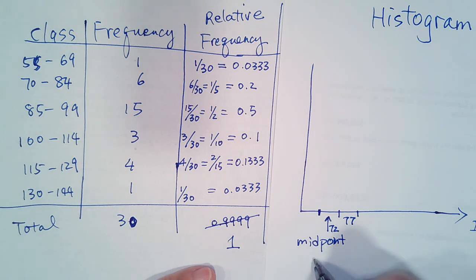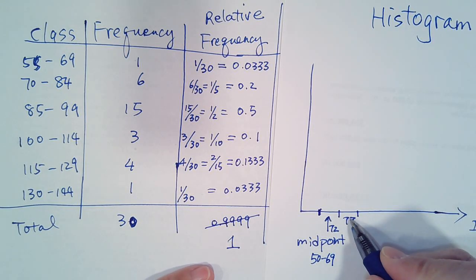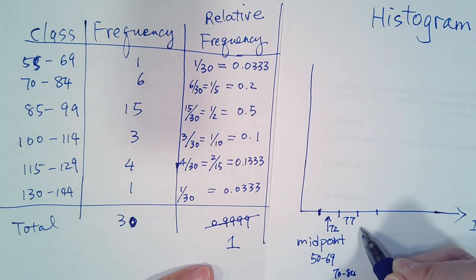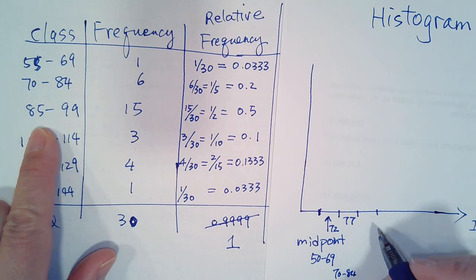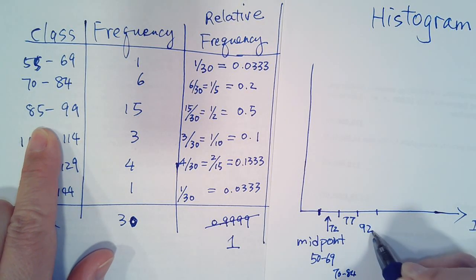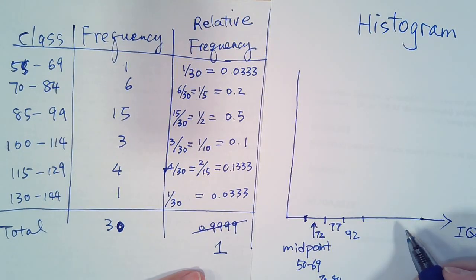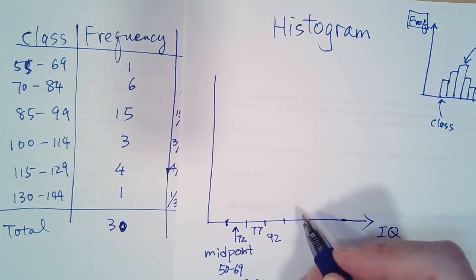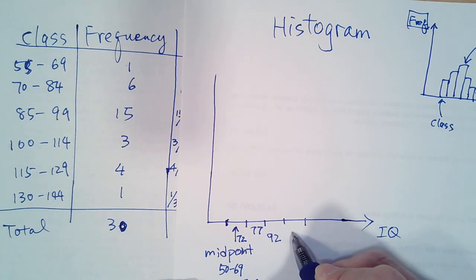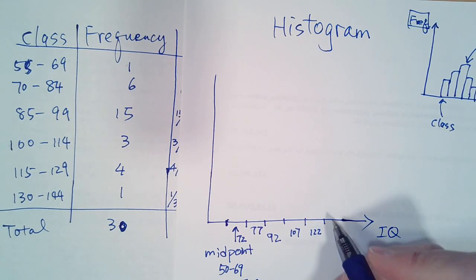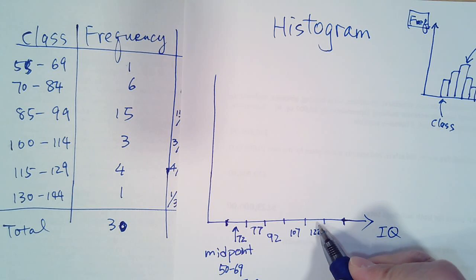There's another way: you just label the whole thing as 55 to 69. That is totally fine with me. And the next class, you're going to label as 70 to 84. And then the next one, you can just label 85 to 99, or you can put 92 here. Either way, I don't mind. Whatever you put there is fine. All right, so that's 92, and the next one is going to be 107 if I use that. Then there'll be 122, and the last one is going to be 137.